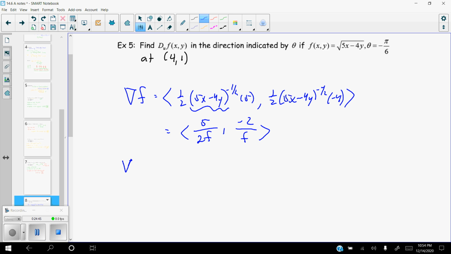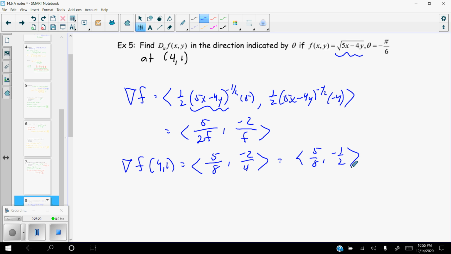Okay, so now we need the gradient at the point (4, 1). So plugging 4 and 1 back into here because we're going to need to find out what f is. So plug a 4 in, we're going to get 20 minus 4 is 16. Square root of 16 is 4. So really this one's going to be 5 over 2 times 4, which is 8. This is going to be -2 over 4, which I could have reduced to -1/2. So that'll be (5/8, -1/2). So there's our gradient at our point.